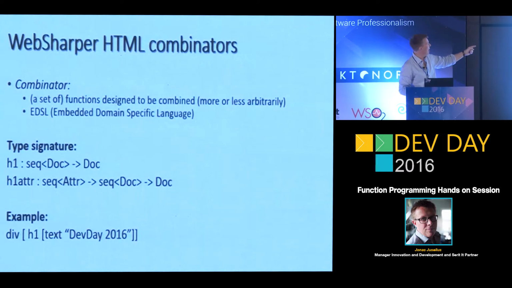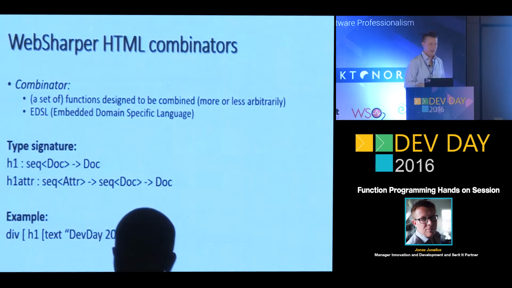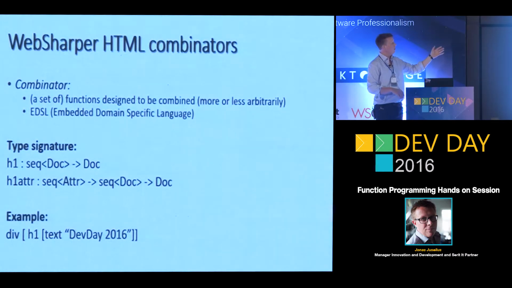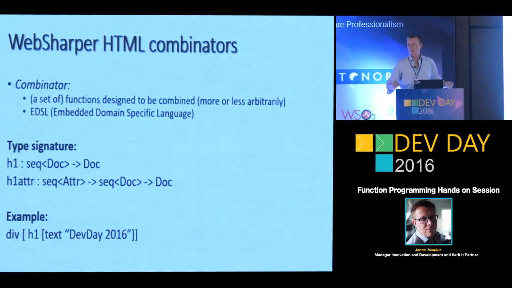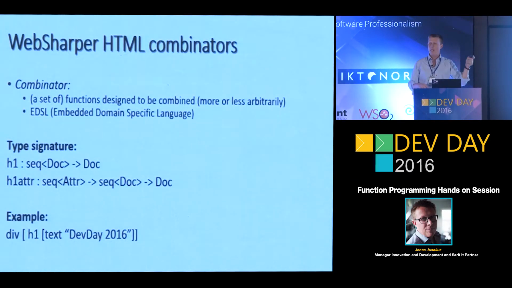I have two examples here. There's a function called h1, which takes a sequence of a type Doc, which we don't have to worry about, and produces a Doc. And there's another version of it, h1attr, which takes a sequence of attributes and a sequence of Docs and produces a Doc. And what we can use these for is this thing here, h1. You probably already guessed it. When compiled into JavaScript and run in the browser, it will produce an h1 header 1 tag.